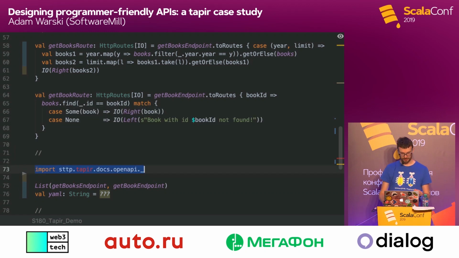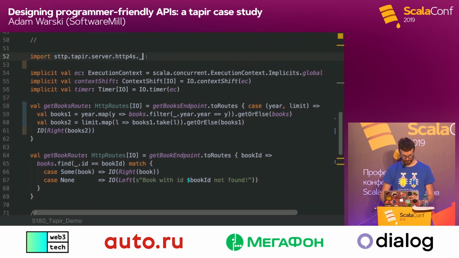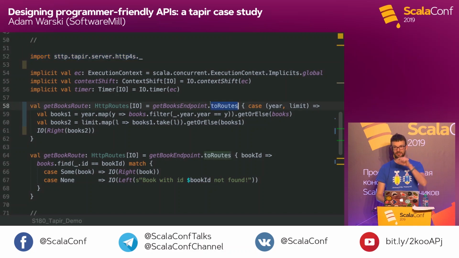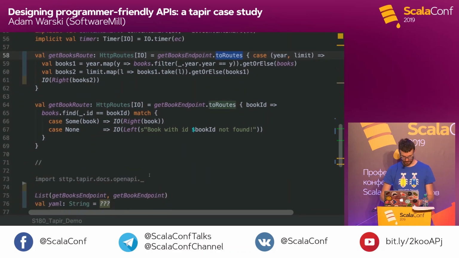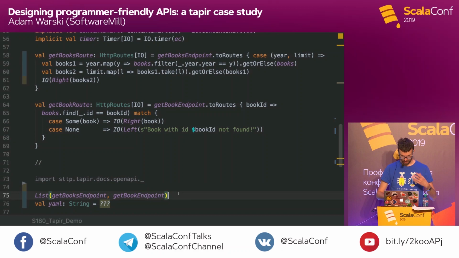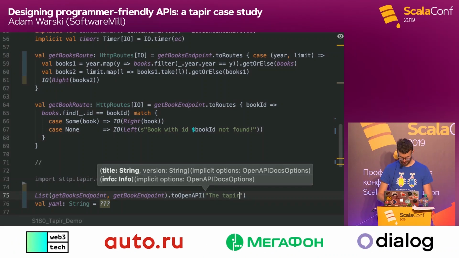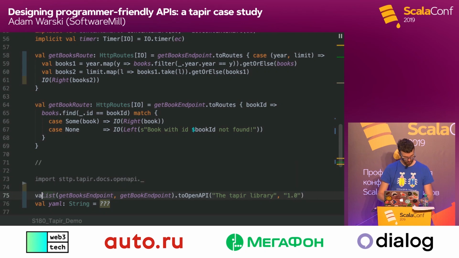So this interpreter adds another extension method, right? So here we had an interpreter which added an extension method to interpret an endpoint as an HTTP4S route. Here we have an interpreter which allows us to convert an endpoint or list of endpoints to an OpenAPI object. So we need to provide the title and the version. And what we get is an OpenAPI object.